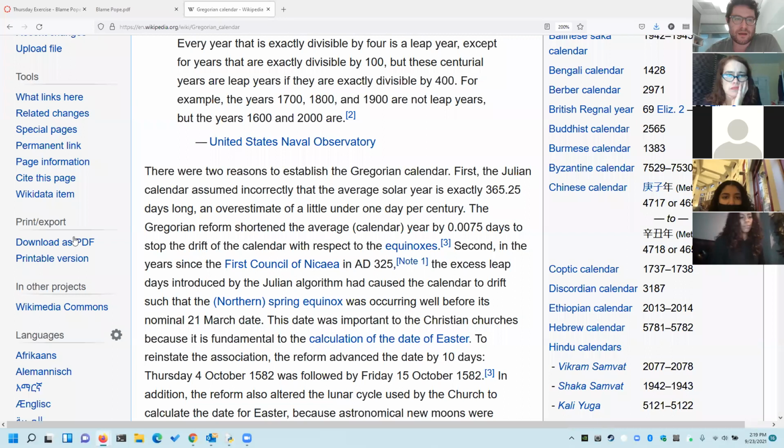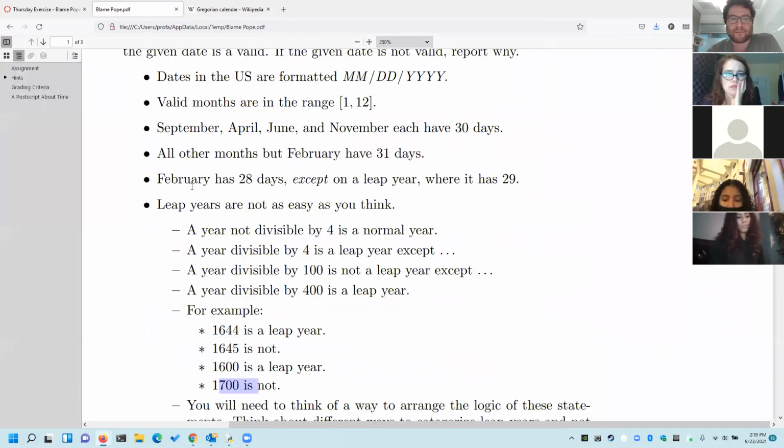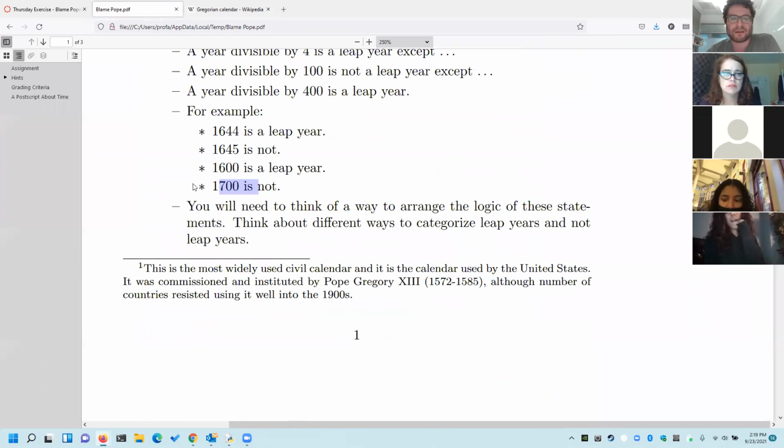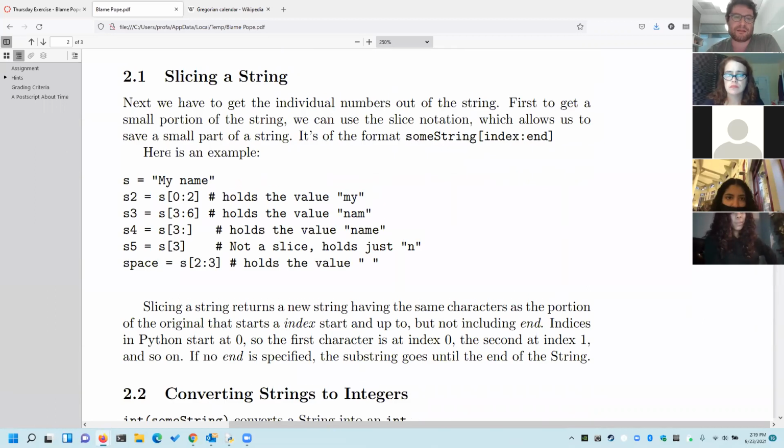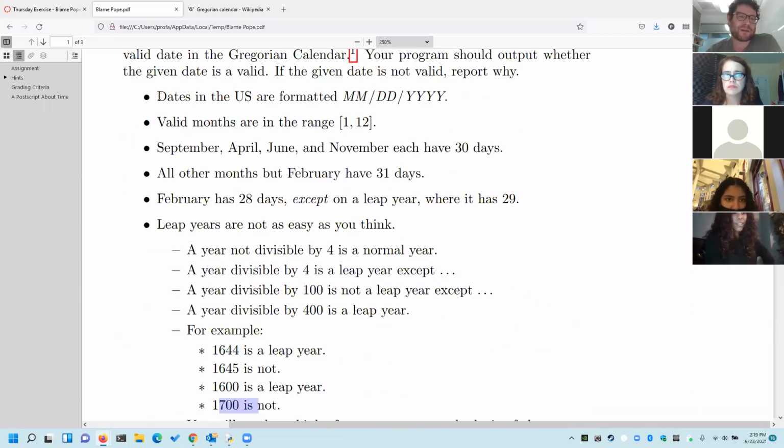Okay. So how in the world do we code this? I've got some hints over here, but let's just think about this. Our only job is to validate whether a date is correct or not. So first off, I'm going to leave leap years for the last part of the assignment. Why can I do that? Because leap years only matter for checking if a date is correct if it's February, right?